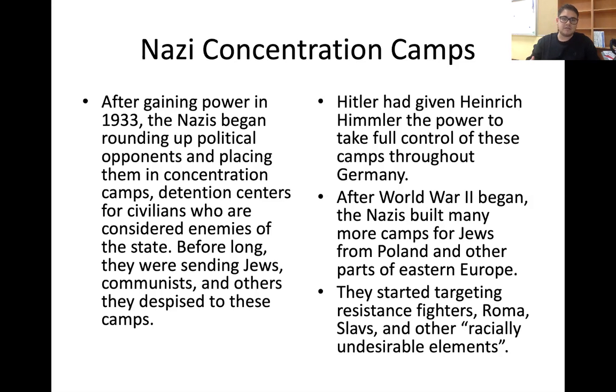So what he did was he relinquished the power of these concentration camps. So he was no longer the one running them, so to say. He gave all that power to his right-hand man, Heinrich Himmler. Now, Heinrich Himmler is going to use this and kind of implement his sick and twisted ideology onto the people that he's going to put in these camps.